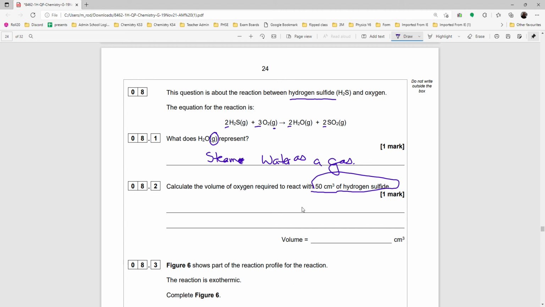Now I know why they decided to make that a gas, because I know that 1 mole of any gas equals 24 dm cubed. So if I have 1 mole of this, I'll make 1 mole of that. If I had 1 mole of that and 1 mole of that, that means I'd have 24 of this and 24 of that. But the ratio is different. It's 2 to 3. So if the ratio was 1 to 1 earlier and they gave me 50, that would mean 50 to 50. But that's not what the case is here. In this case, the ratio is going to be 2 to 3. So 50 centimeters cubed. And the ratio of the gas is going to be 2 to 3. And that's going to give me 75 centimeters cubed.